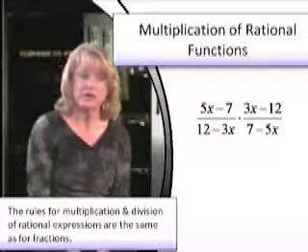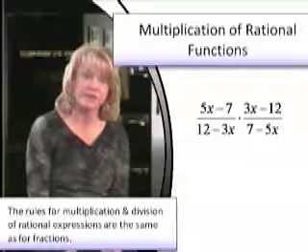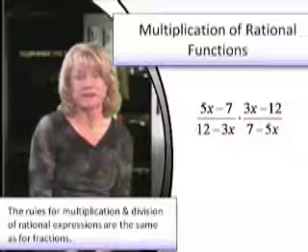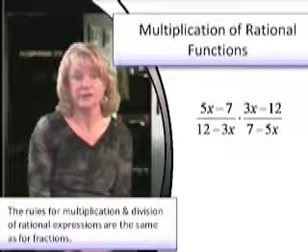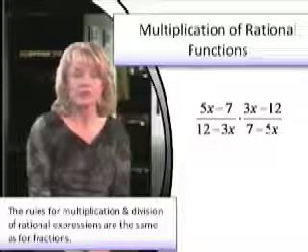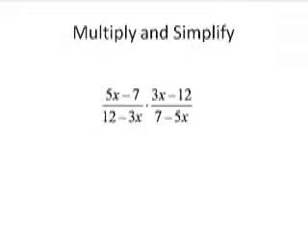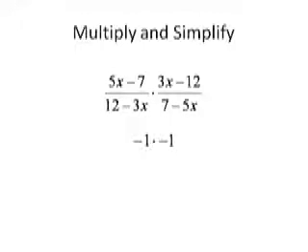The other two factors are opposites as well. Therefore, 3x minus 12 over 12 minus 3x also gives us -1. So when we do our reducing or canceling, we would get -1 times -1 for a final result of +1.